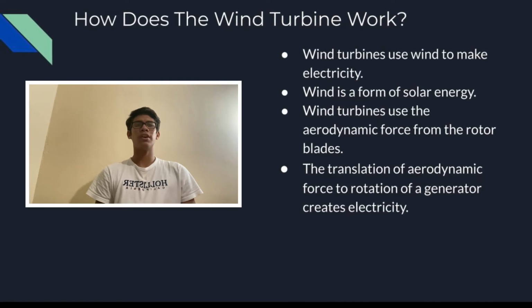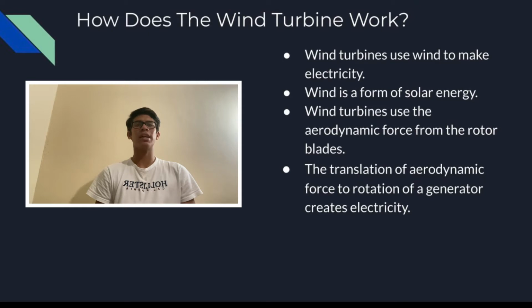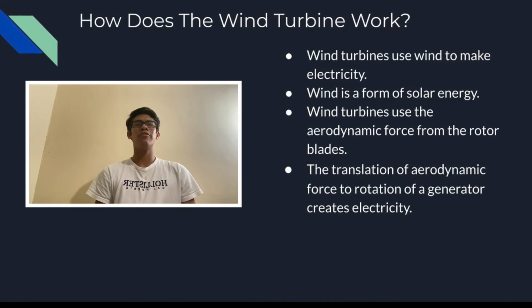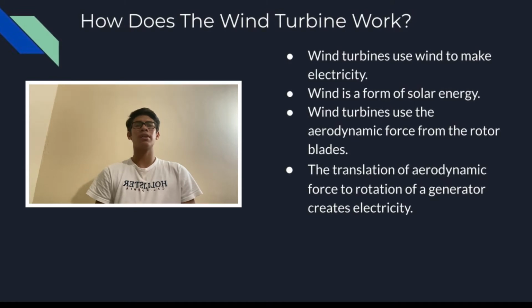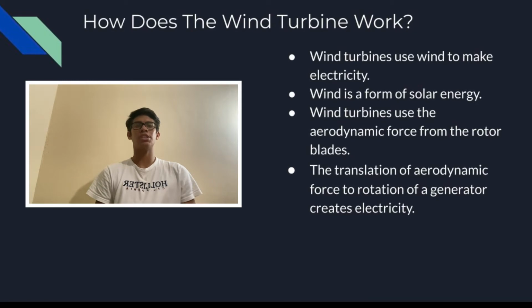The rotor connects to the generator, either directly or through a shaft and a series of gears that speed up the rotation and allow for a physically smaller generator. This translation of aerodynamic force to rotation of a generator creates electricity.